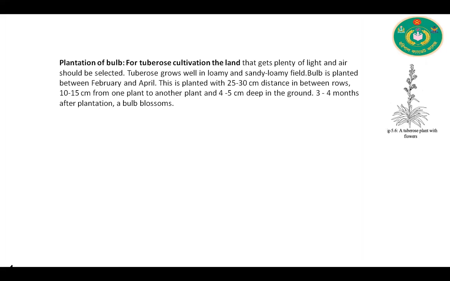Plantation of bulb. For tuberose cultivation, land that gets plenty of light and air should be selected. Tuberose grows well in loamy and semi-loamy fields. Bulb is planted between February and April. This is planted with 25 to 30 centimeter distance between rows, 10 to 50 centimeter from one plant to another, 4 to 5 centimeter deep in the ground. 3 to 4 months after plantation, the bulb blossoms.